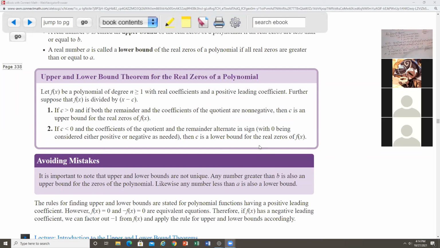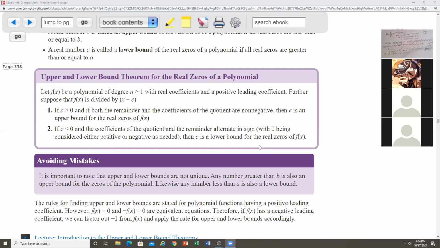If that's the case, ladies and gentlemen, if the signs of the coefficients of your quotient and remainder alternate in sign all the way across, then we would say c is a lower bound for the real zeros of f of x. So let's say that we determine that our lower bound is -2. That means that the polynomial function f of x would not have any real zero less than -2. That would be like a basement boundary, if you will. Okay.